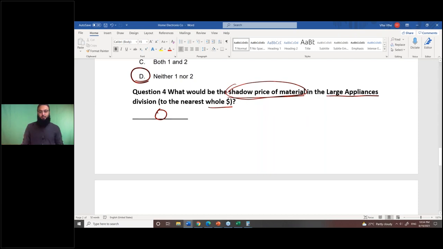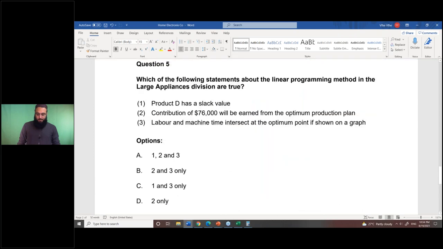Okay. The last one for today. Which of the following statements about linear programming method in large appliance divisions are true? Product D has a slack value. Come on, tell me. I've already explained it. D has a slack value.